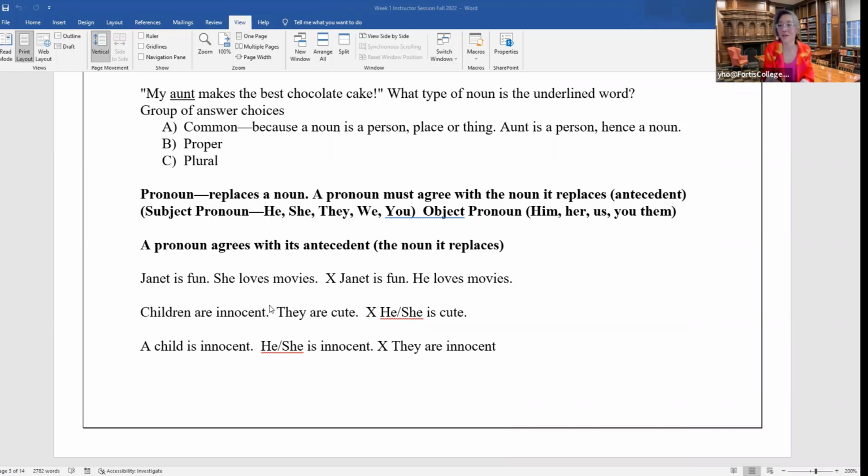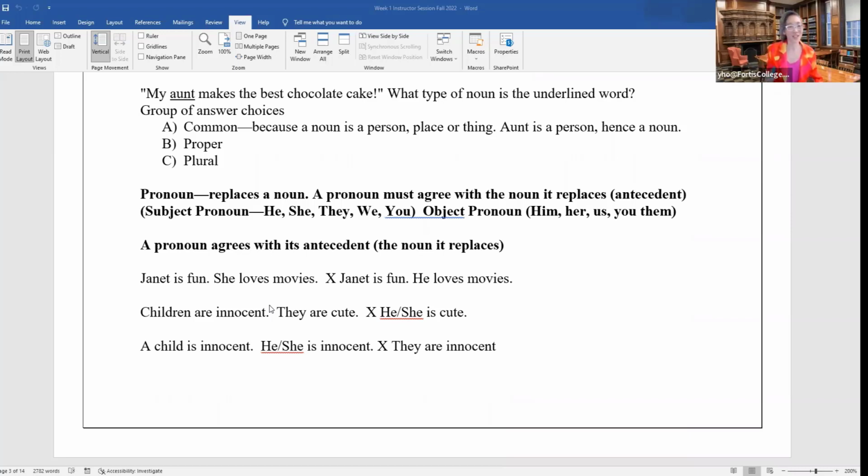Samuel. Justin. Why do we say he or she is innocent and we don't say him and her is innocent? Improper grammar. Yeah, it's improper grammar. Why is it improper grammar? Because it's an object pronoun and not a subject pronoun.